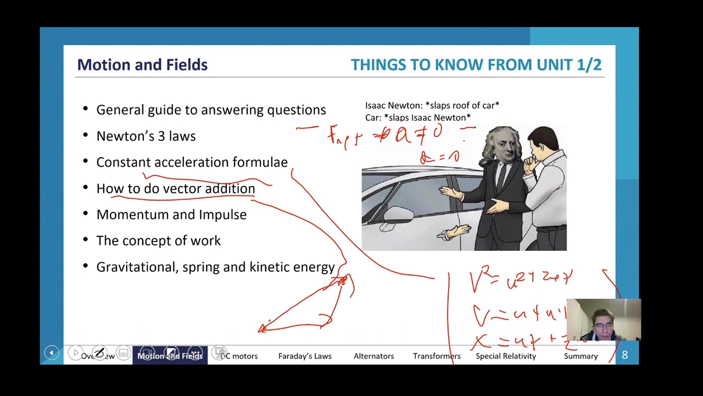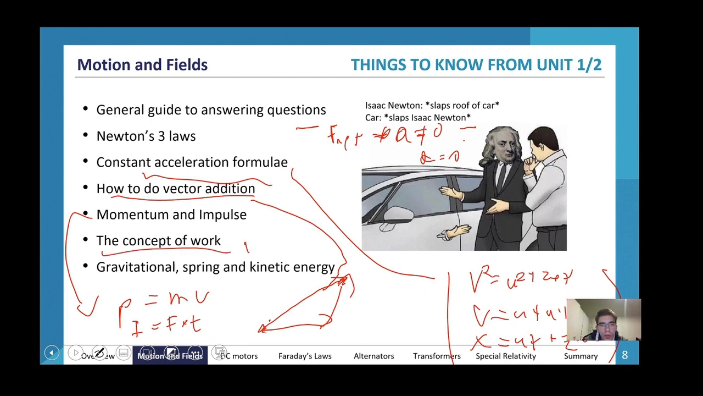How about momentum and impulse? For momentum and impulse, you need to remember that momentum is essentially mass multiplied by velocity, and impulse is force multiplied by time. So these are the 2 formulas, and you need to remember the law of conservation of momentum as well.